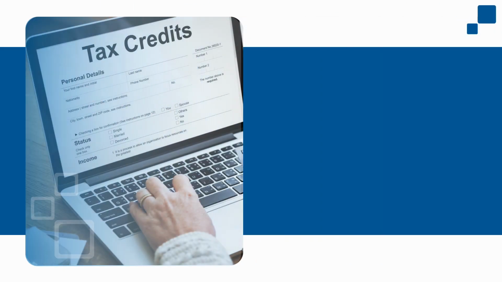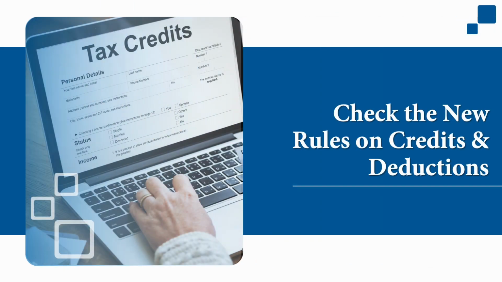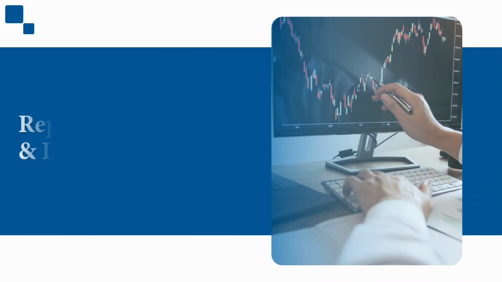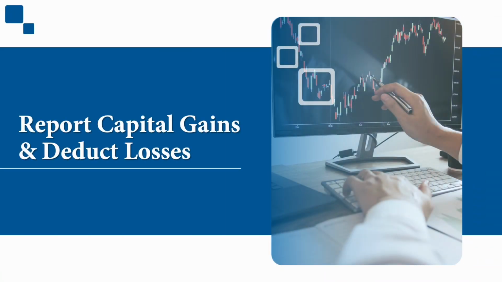Then check the new rules on credits and deductions. If you have dependent children, you may qualify for the child tax credit. In 2022, the child tax credit returns to its 2019 amount, up to $2,000 per eligible child. If you bought a qualifying electric or plug-in hybrid vehicle in 2022, you may qualify for the Clean Energy Vehicle Credit. Tax credits of up to $7,500 are still available for qualifying electric and plug-in hybrid vehicles, but eligibility rules have changed.